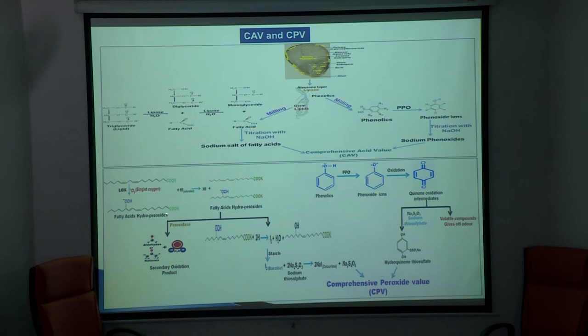Then this free fatty acid, by lipoxygenase activity, is converted into fatty acid hydroperoxides. And in the CPV test, the peroxide value test, what do we do? We titrate it with sodium thiosulfate, so the titre volume of sodium thiosulfate is estimated. Now polyphenols are also there. By PPO activity they form quinone oxidation intermediates, which, when they react with sodium thiosulfate, give hydroquinone thiosulfate. It means the titre volume is a combination of this and this, that is, fatty acid as well as phenolic compound. That's why we give it the term comprehensive peroxide value.